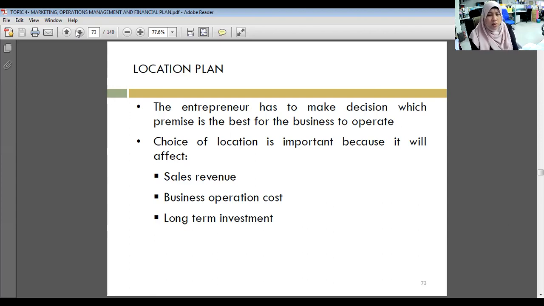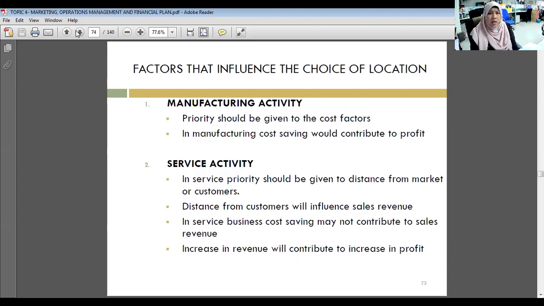Location plan: the entrepreneur has to make a decision on which premise is the best for the business to operate. The choice of location is important because it will affect the sales revenue, the business operation costs, and also long-term investment. So, factors that influence the choice of the location.